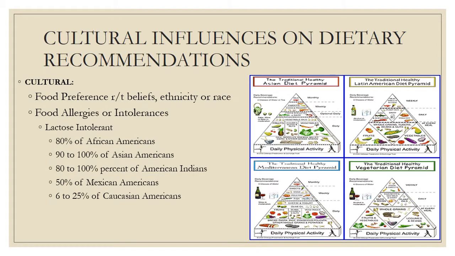A patient may also experience food allergies or intolerance to certain food products. An example of a common intolerance is someone who is lactose intolerant. It affects about 80% of African Americans, 90 to 100% of Asian Americans, 80 to 100% of American Indians, and 50% of Mexican Americans, and 6 to 25% of Caucasian Americans. It also affects babies that are born prematurely because lactase levels do not increase until about the 3rd trimester.